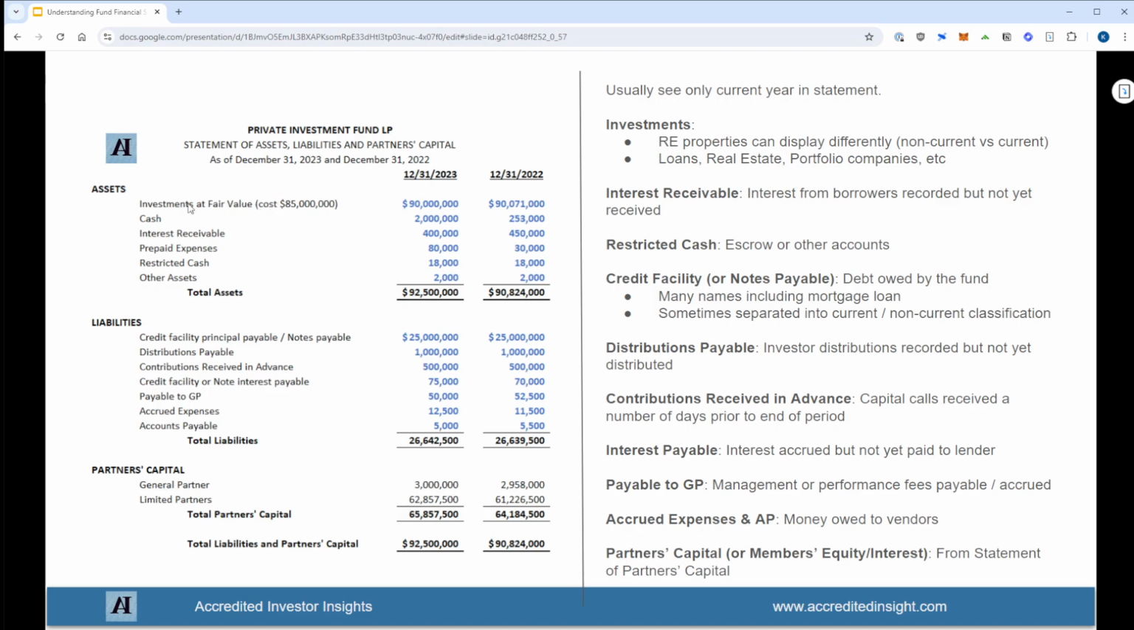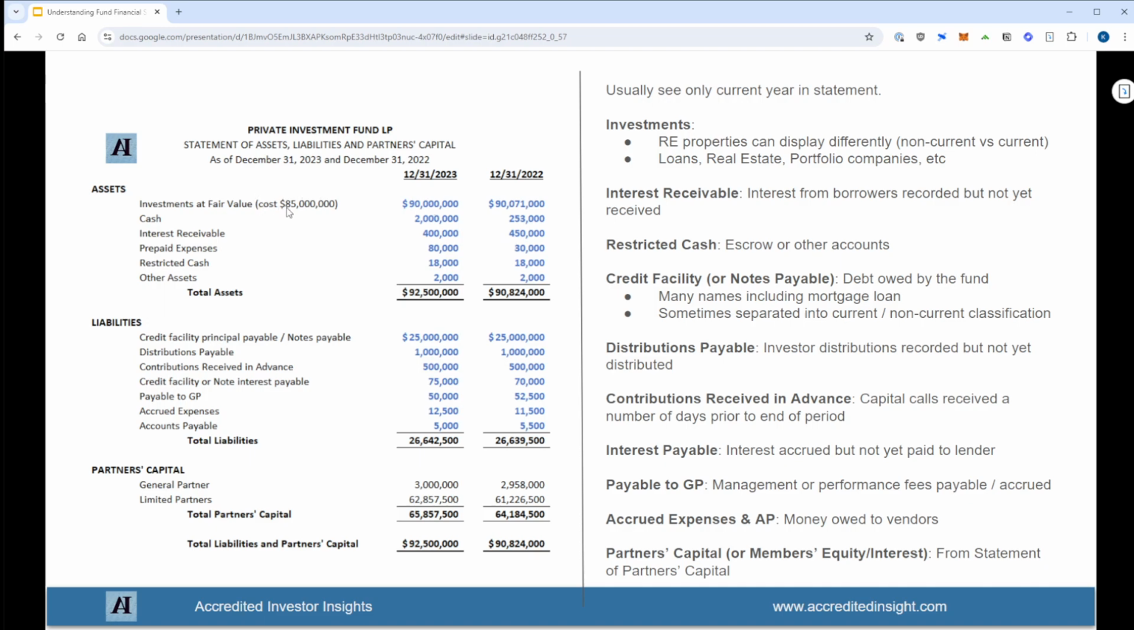Investments, starting on the top now, we'll just go through line by line, and you can follow along here on the right side as well. Investments obviously comprise usually the lion's share of the fund assets. For a private credit fund or a lending fund, this primarily will be loans. Notice the investment is recorded at fair value of $90 million.